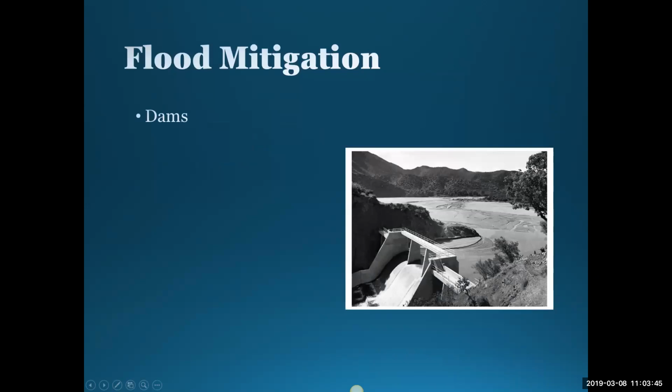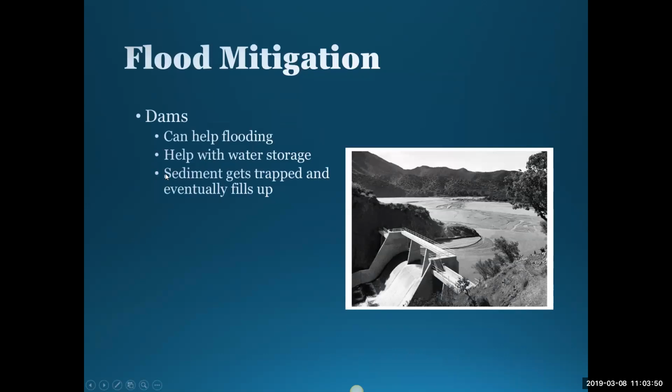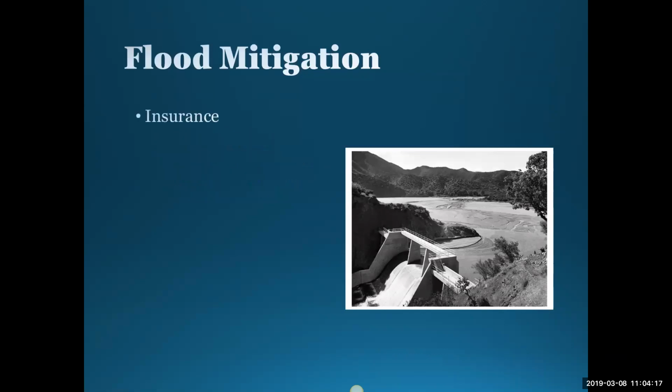I talked about dams and flood mitigation, and the exam wants to make the point that sediment gets trapped in dams and eventually fills up the dam. I don't know anywhere where that's happened, though I'm sure it has. It makes sense, the sediment can't travel down and gets trapped there. I don't know that that's the biggest risk, but it's on the exam, so I wanted to share that.